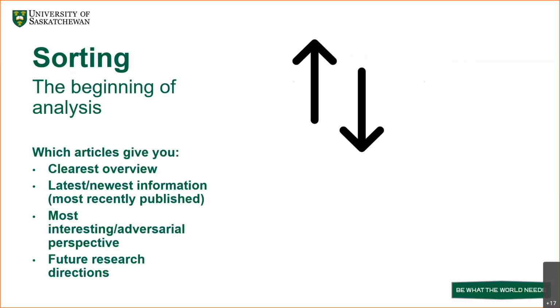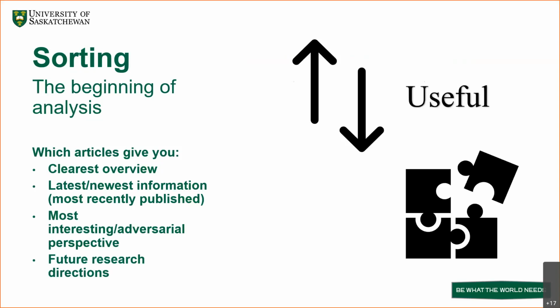So this is about sorting which ones kind of end up at the top of your pile and which ones end up at the bottom of your pile. Is it useful? Does it fit my puzzle? These are the sorts of things that you're looking for. And how does it fit together? Starting to pay attention to, okay, this one fits with that one, this one, okay, this one's a total outlier. Do I actually want to include it?